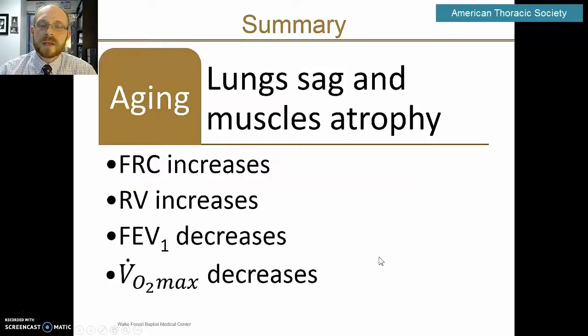So in summary, think about the fact that with aging, the lungs tend to sag and the muscles tend to atrophy. This results in an increased closing volume. It is easier for those airways to collapse altogether as the person exhales. That leads to an increase in air trapping and residual volume. The balance between the thoracic cage and the elastic recoil of the lung is shifted, and so FRC occurs at a higher lung volume. Overall, with age, the FEV1 absolute amount decreases, and the absolute VO2 max also decreases.